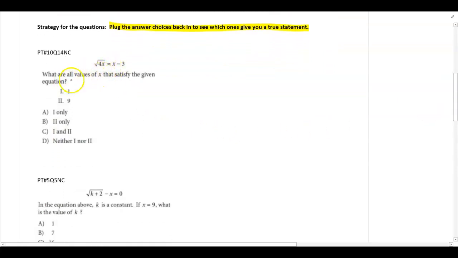Now here, when I look at the first one, what are all the values of x that satisfy the given equation? They want to know if it's 1, 9, or both of these, or neither of those. Now, solving this isn't hard. I could go ahead and square this side, but then I would have to square this. Now remember, when I square the left side, I get 4x equals. When I square the right side, I would have to FOIL that out.